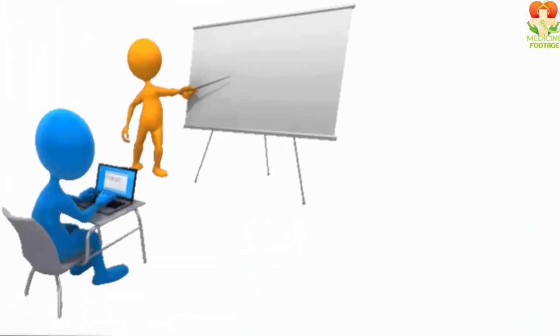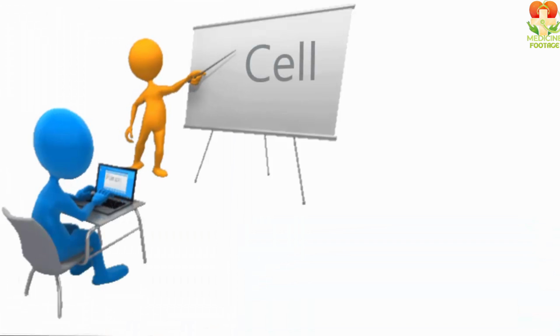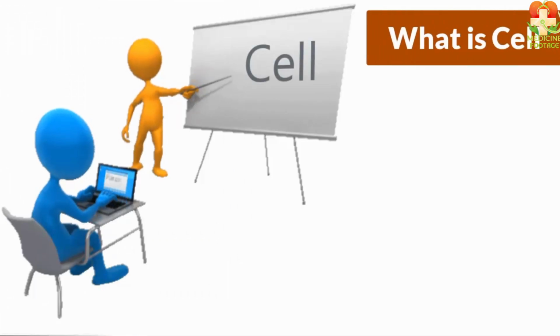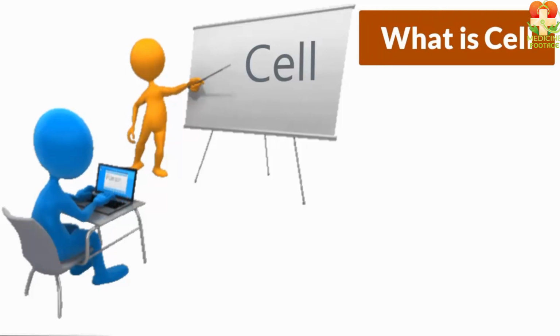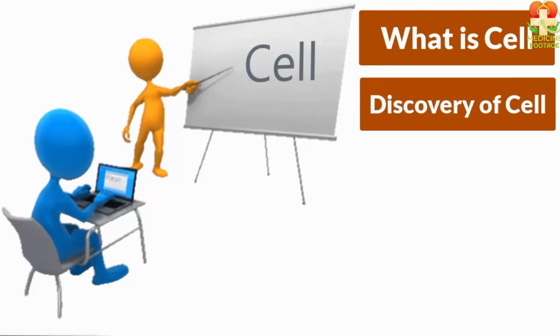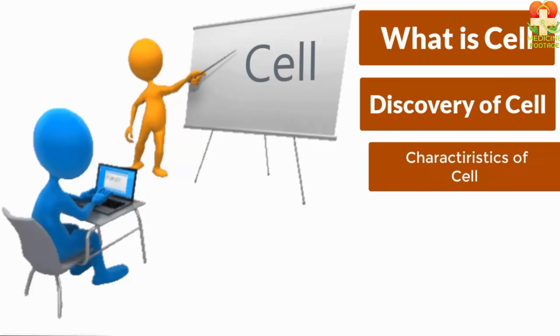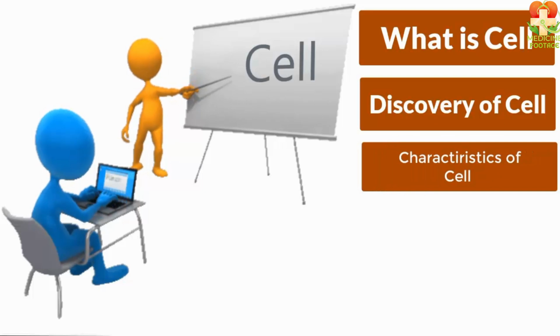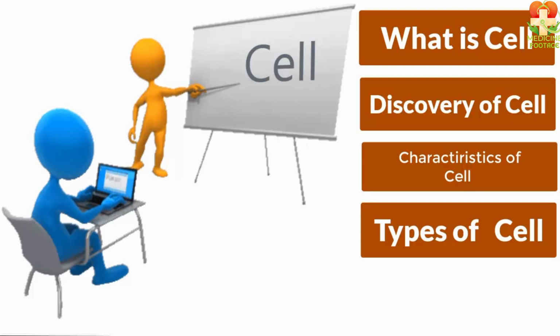In today's lecture, we will be studying various aspects of the cell. The topics we will cover are listed in front of you. First, I will explain what a cell is, meaning we will define the cell. Then, we will look into how the cell was discovered and learn about its discovery. Next, we will discuss the characteristics of the cell. After that, I will tell you about the types of cells and how many types exist.